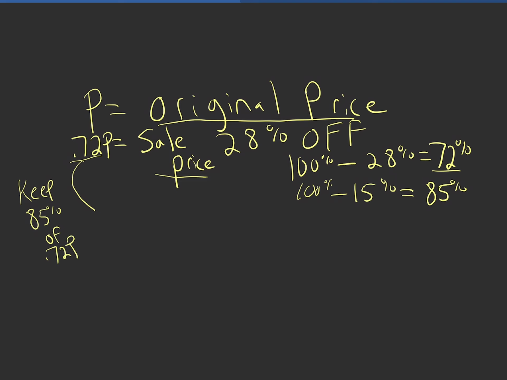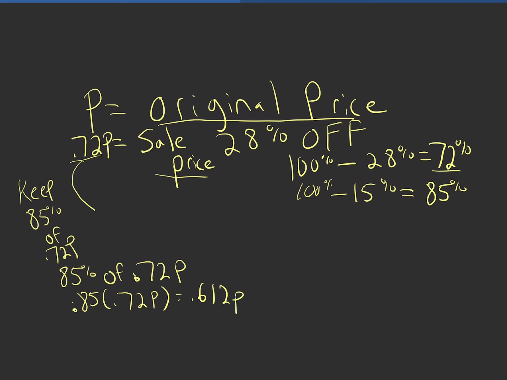So what I need to know is what is 85% of the 0.72p. Finding 85% of 0.72p, we're doing 0.85 times 0.72p, which gets 0.612. And the p is still there, right? So I'll put that here: 0.612p is my final online price. Alright, so I have my ending price in terms of the original.